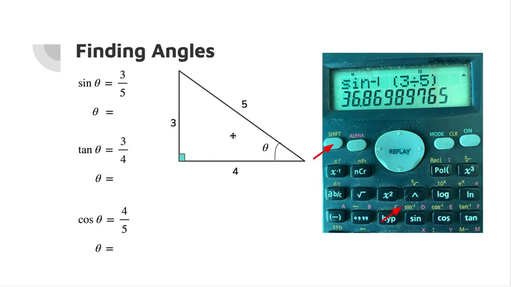If we can find the ratio that represents the angle, then we should be able to get the angle from the ratio of sides. And we use the inverse function, the yellow function, which is above the sine key and the cosine key and the tangent key. And we need to press the shift key in order to get this function.